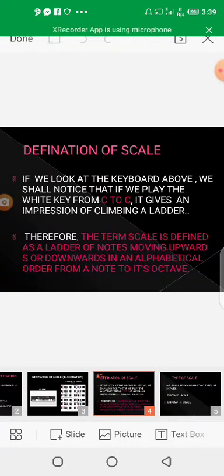What is a scale? The term scale is defined as a ladder of notes moving upwards or downwards in alphabetical order from a note to its octave. So it could also be D.